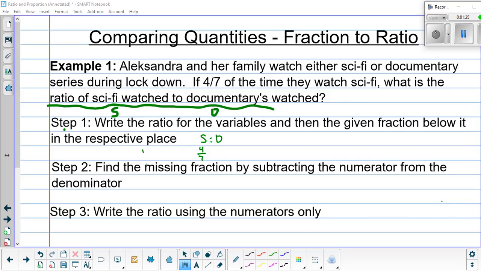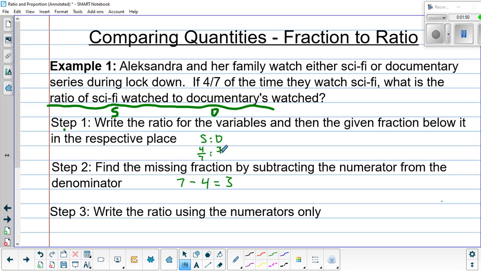Now we need to find out the fraction for our documentaries though. Now how do we do that? That's step 2. So we subtract the numerator from the denominator. So that means we go 7 minus 4, and that's equal to 3. Right? Because that's just how do we make 7/7? We're just finding that 3/7.